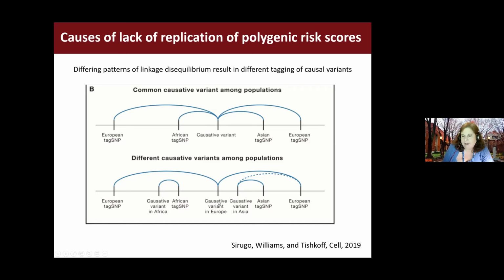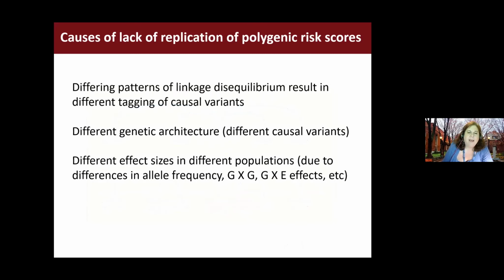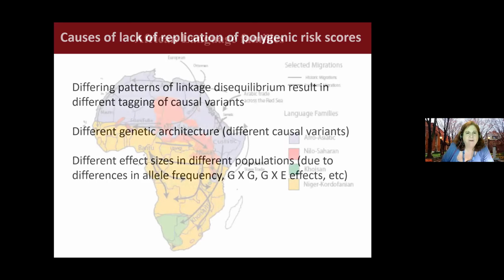But the other possibility is that there could actually be different causal variants in the different populations, possibly due to their demographic and evolutionary history and adaptation to different environments. And if that's the case, we're not going to find them unless we look in ethnically diverse populations. So I talked about these first two. And the third is that there could be different effect sizes in different populations due to differences in allele frequency, gene by gene, and really importantly, gene by environment effects. So there's a lot that we need to do in terms of better understanding how to calculate these risk scores and to transfer them across ethnic groups or different ancestries.